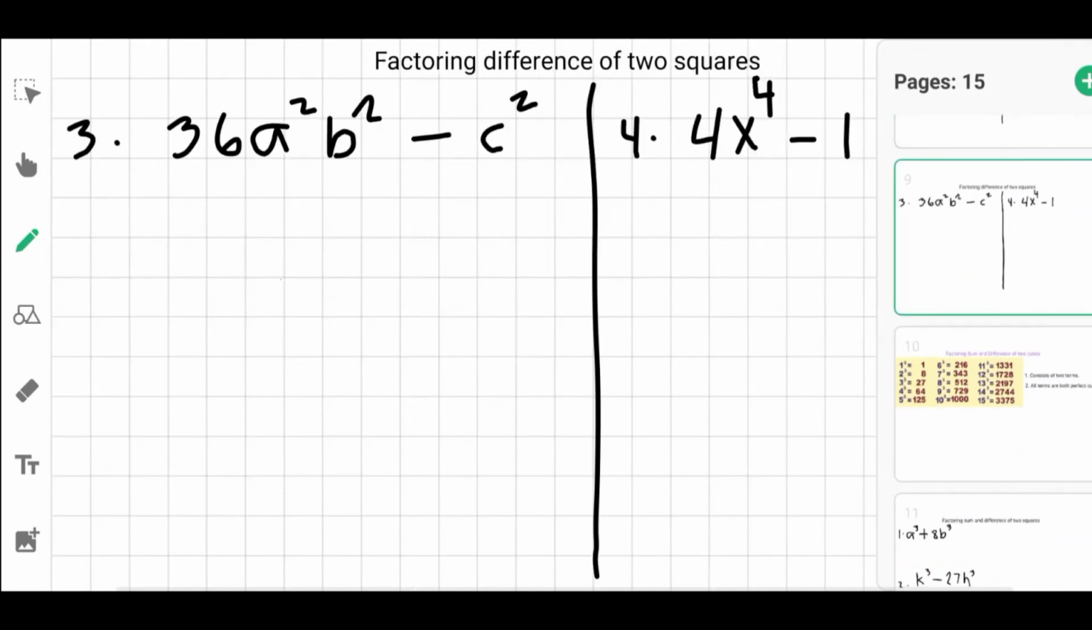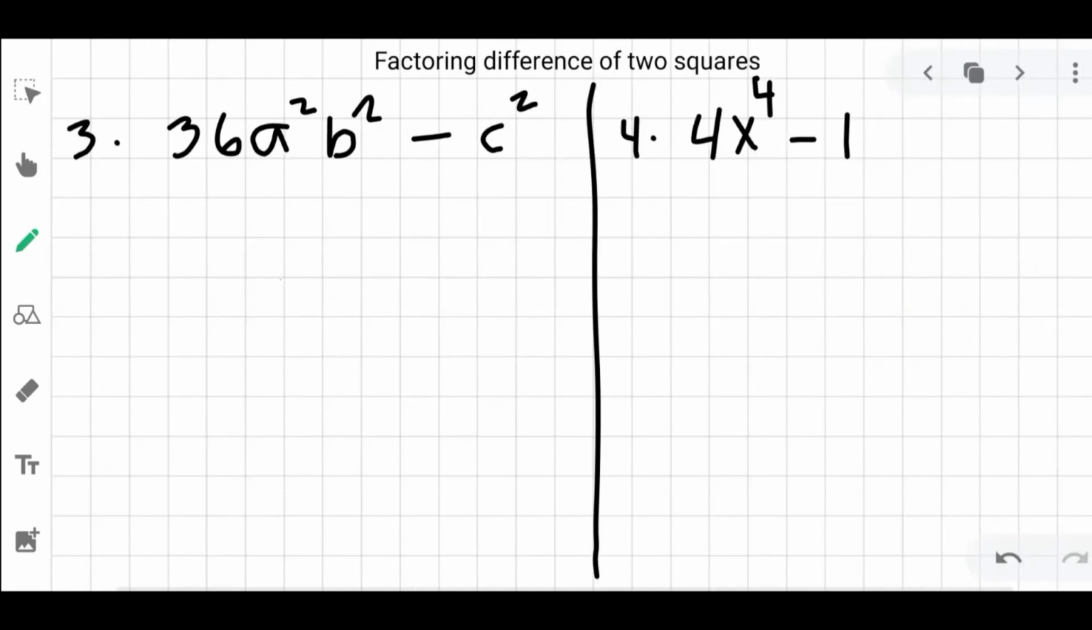Next example, we have 36a squared b squared minus c squared. Of course, they have two terms. The first term is 36a squared b squared. The second term is negative c squared. One of them has a negative sign, check. And then all of the terms are perfect squares. So let's solve.